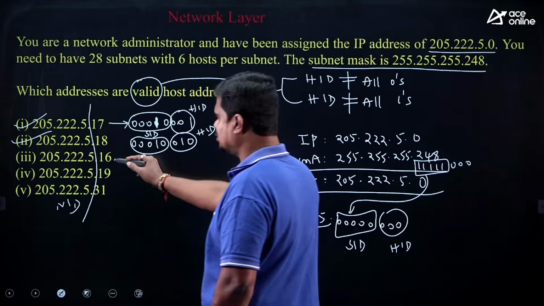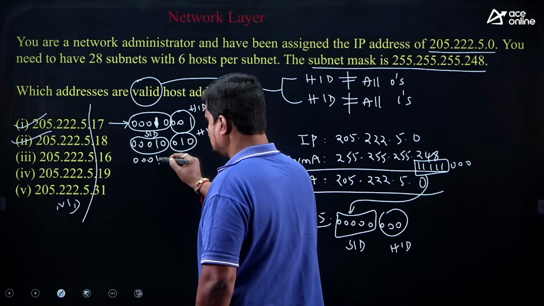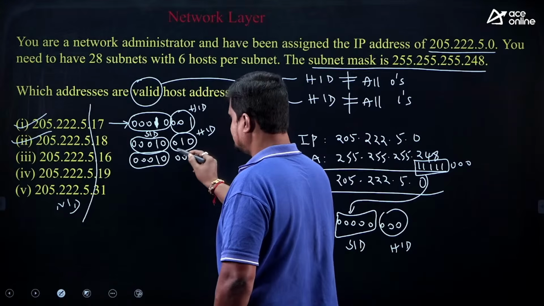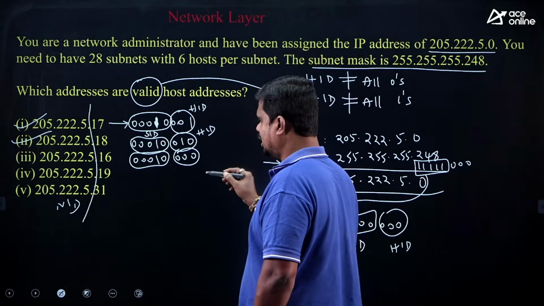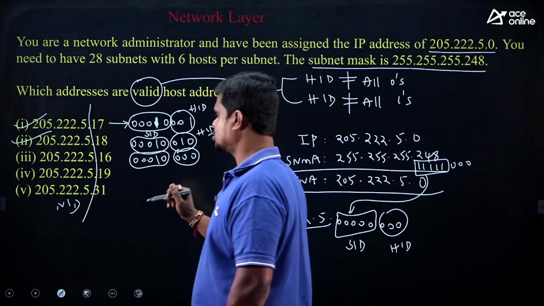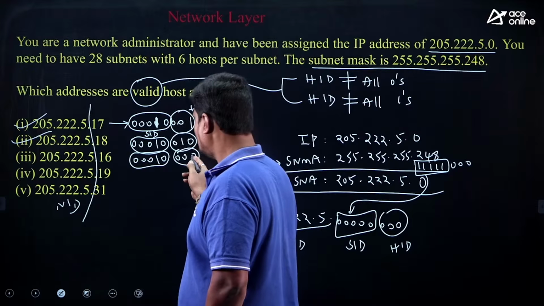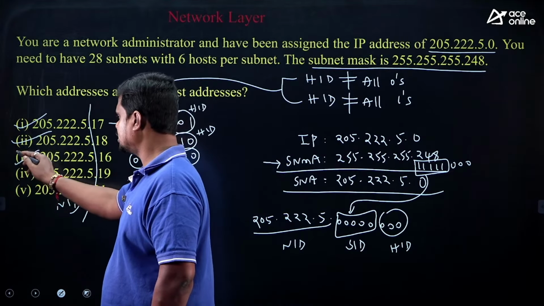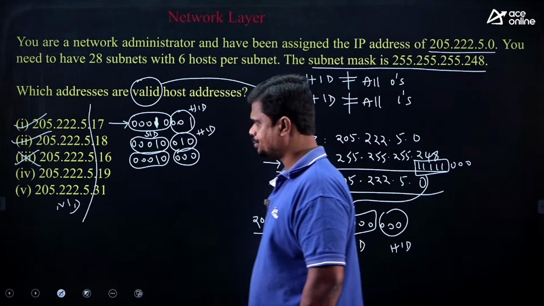Then coming to 16, how can I write 16? This is your 16. So this is your SID portion, and this is your HID portion. The HID portion contains all zeros. So since the HID portion is all zeros, this particular IP address is an invalid IP address.